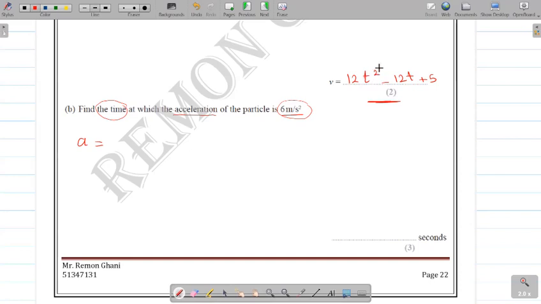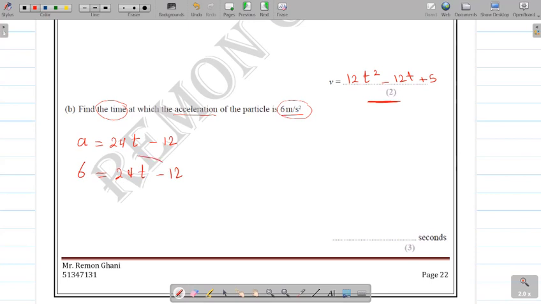I have 12t squared, so 2 times 12, it's 24t power 1, or just 24t. Minus 12t, it will be just minus 12, then 5 will be 0, so we'll cancel it. So I got now an expression in terms of t for the acceleration. Now I need to find the time when the acceleration equals 6. So here we will use substitution. We will substitute for a equals 6. So 6 equals 24t minus 12.